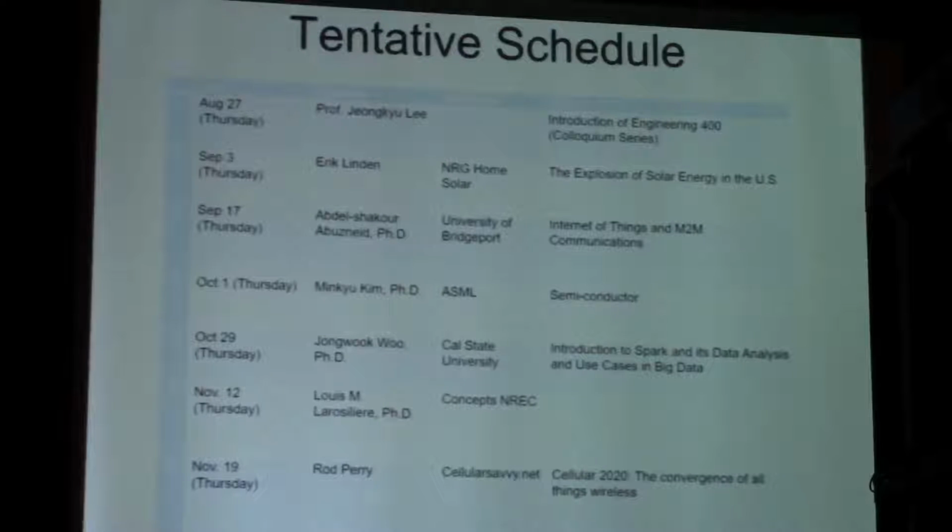So the first invited talk is next week, which means next week Thursday, 4:30 in this room. We are going to invite, the speaker name has changed anyway, from Energy Home Solar System, the president will be here. Then he will introduce the solar system and solar energy in the United States.